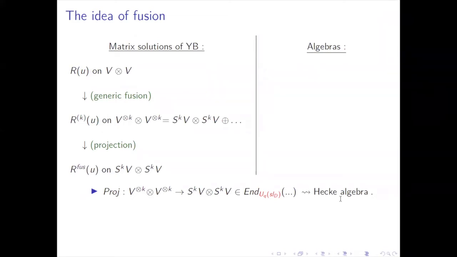Just slipping in a quick question. You said there's a special parameter value where it restricts. Is this the same by any chance as the free fermion point?